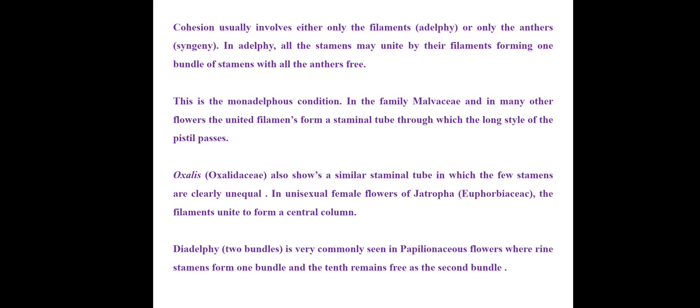Now, diadelphous, two bundles. It is very commonly seen in the Papilionaceous flower, that is, members of the family Papilionaceae, where nine stamens form one bundle and the tenth remains free as the second bundle. So the number of stamens is ten, of which nine are united to form one bundle, whereas the tenth one remains free, forming the second bundle.